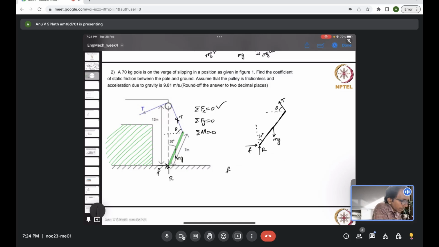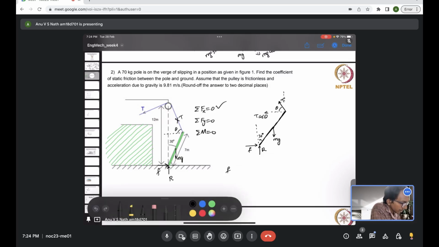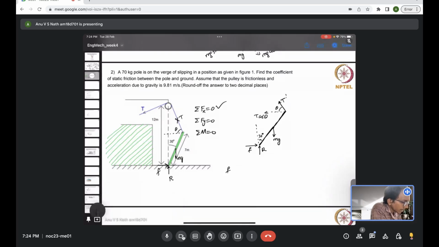Then R and mg are acting vertically, so that is not going to contribute. And a component of tension, T cos theta component. If I split T, it will have two components: T cos theta along the horizontal direction, and T sin theta along the vertical direction. So theta is still unknown, we need to evaluate it. But let's first finish the equilibrium equations, then we'll go back and see whether we need theta or not. For the moment, assume theta is known. Indeed, we can evaluate theta, and we will do that soon.